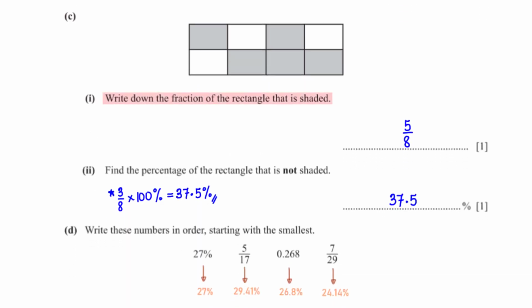Write down the fraction of the rectangle that is shaded. This is equal to the number of boxes of the rectangle that is shaded, which is 5, divided by the total number of boxes, which is 8.